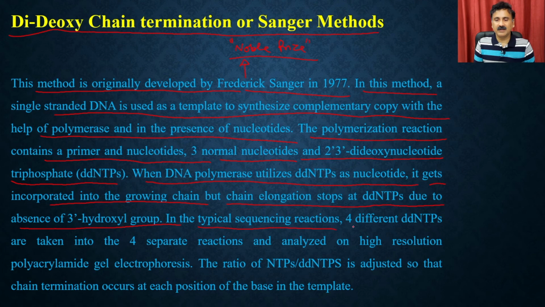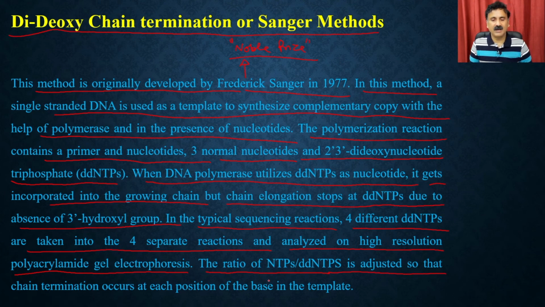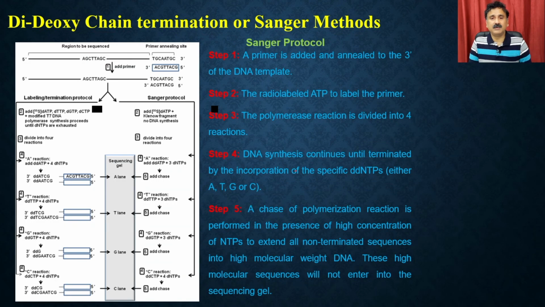In the typical sequencing reactions, the four different ddNTPs are taken into four separate reactions and analyzed on high resolution polyacrylamide gel electrophoresis. The ratio of NTP and ddNTP is adjusted so that chain termination occurs at each position of the base in the template.